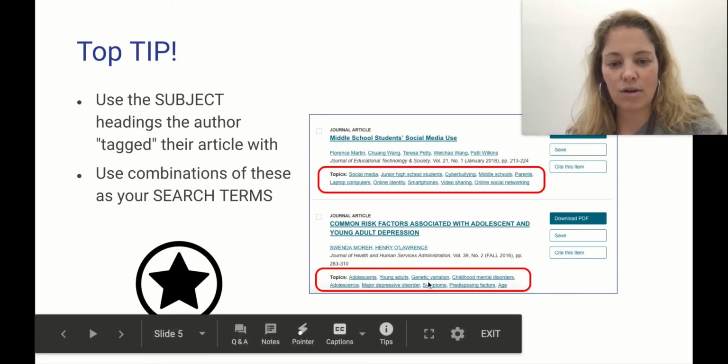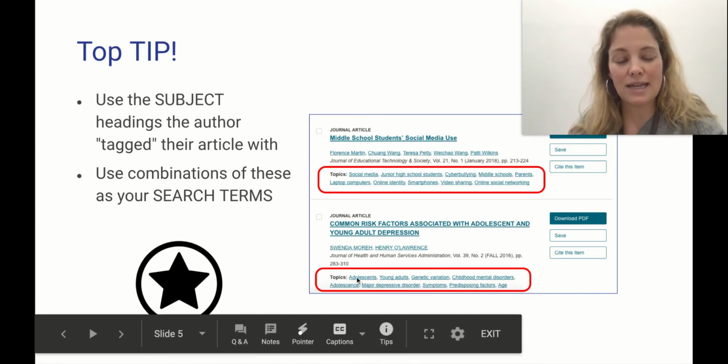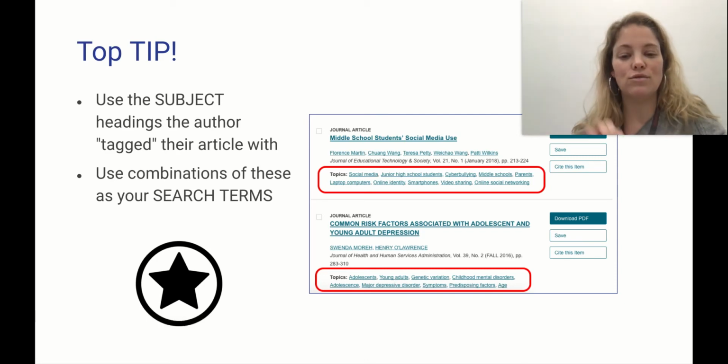Okay. Down here at the bottom, you can look again. I was searching teens, but here they're using adolescents or young adults. So maybe I need to use those terms instead of teens, which was my initial search. So it's worth using these topics or subject headings when you're doing your searching.